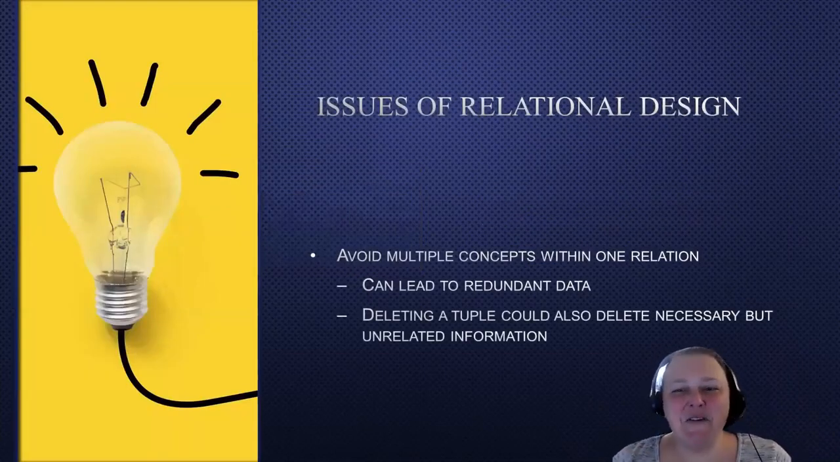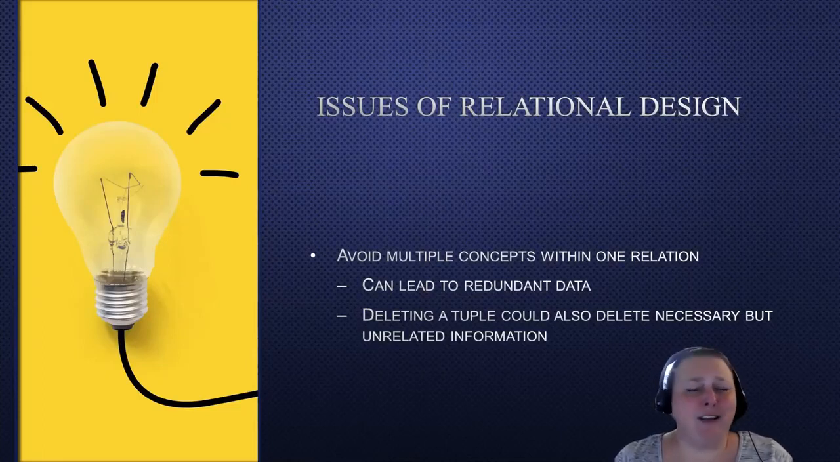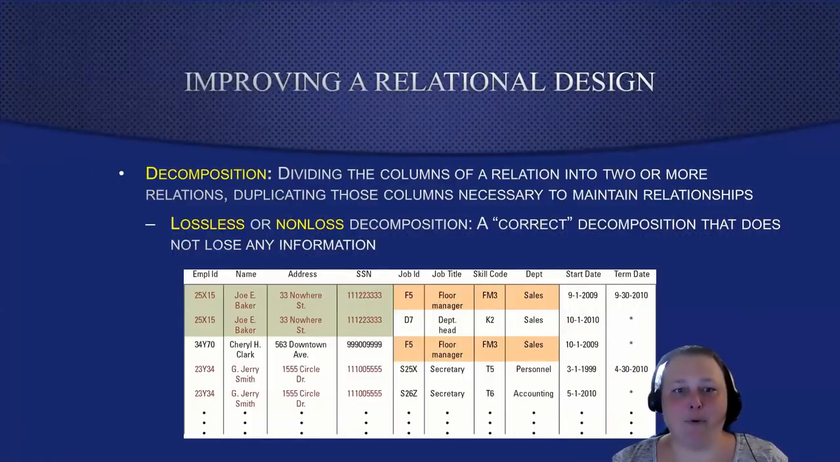There are issues that come with the relational design of a database. You need to avoid multiple concepts within one relation. It can lead to redundant data. The whole point of a database is to eliminate redundancy. We want to have data in one location. We want to access it only once. If we want to update it, we only want to update it in one location. The other thing that can happen is that deleting a tuple could also delete necessary but unrelated information. That tuple may have been needed for something else, and that may get screwed up when you're looking at it from the other point of view.